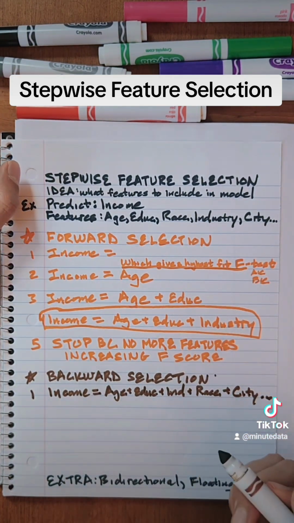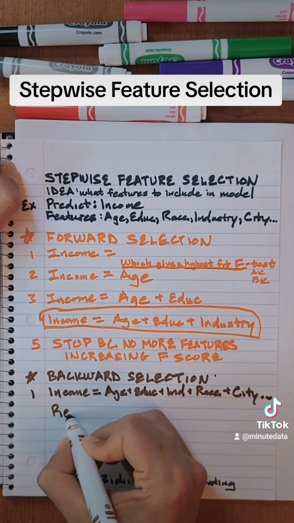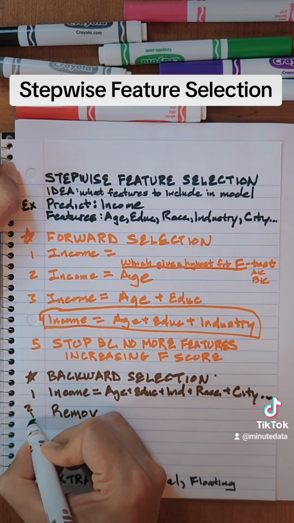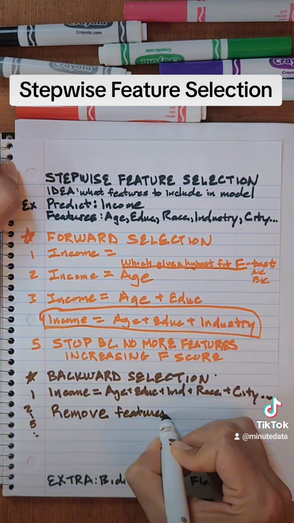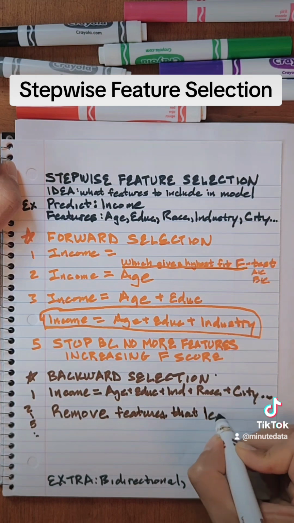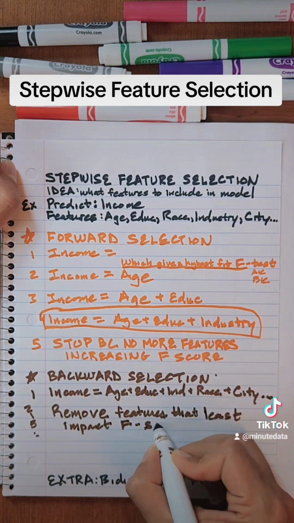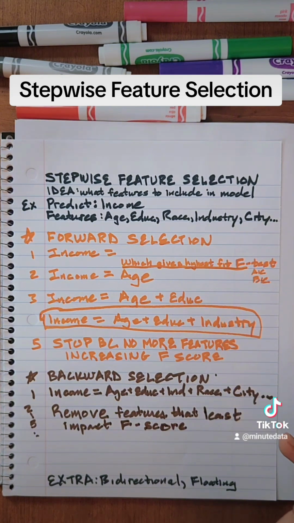It's going to go through a similar process, except now we want to know which feature we are going to remove. So whatever step it is, for example step 2 to step 5, we're going to remove features that least impact our F score. Basically, if the feature doesn't matter and we remove it, the F score really isn't going to move. So it's not going to be a big deal.